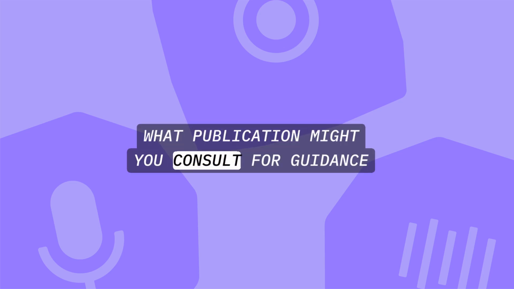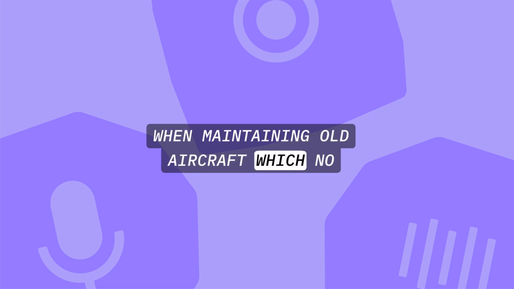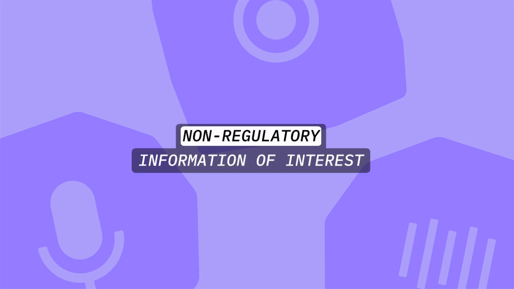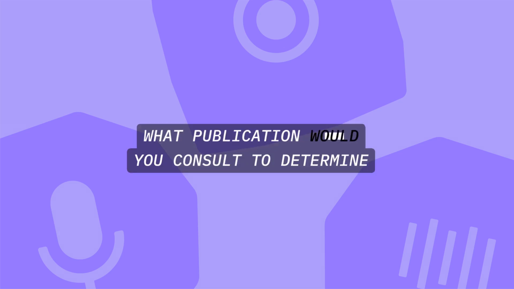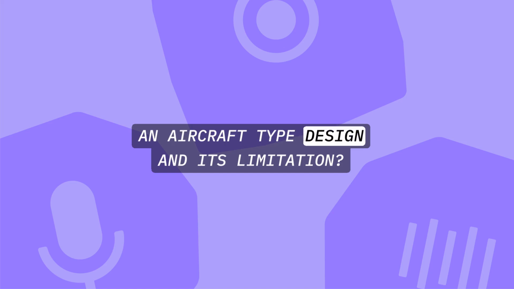What publication might you consult for guidance when maintaining old aircraft for which no maintenance manuals exist? AC 43.13-1B. What are advisory circulars? Non-regulatory information of interest to the aviation public. What publication would you consult to determine an aircraft type, design, and its limitations? The type certificate data sheets.